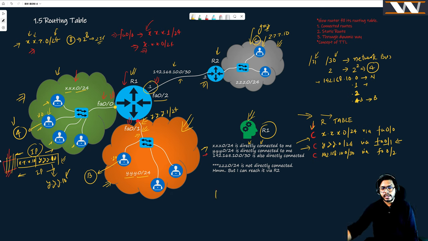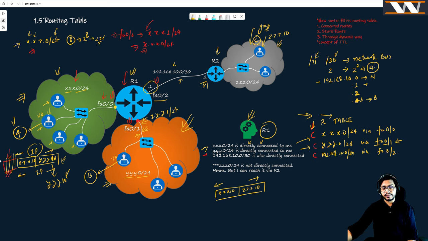Again, host A is going to create the IP packet. The IP packet source is going to be x.x.x.10. The destination is going to be, not y.y.y.10, this time it is going to be z.z.z.10, as simple as that. You all know host A is going to forward this packet to its default gateway, because it is talking to a network which is not part of its own network, and that is why it is going to send this yellow packet towards the router.